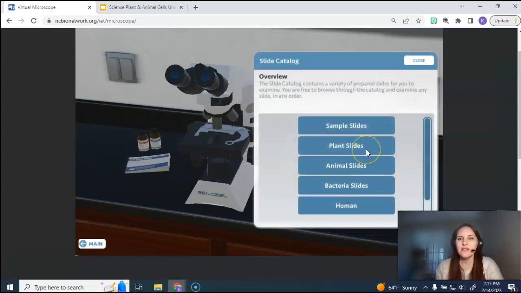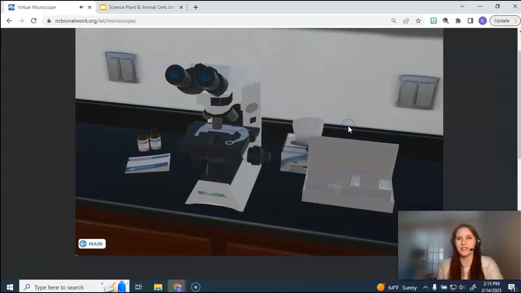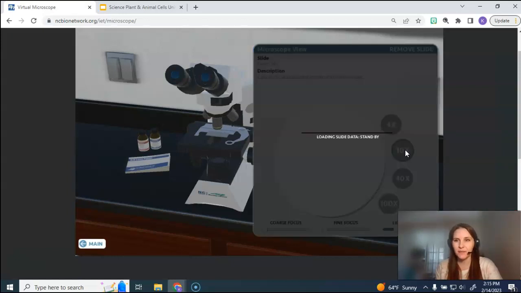All right, so there's lots of different slides you can look at. There's sample slides, plant slides, animal slides, bacteria slides, slides from humans. First, I'm going to look at the plant slide, and I want to look at a plant cell because we learned about those today. So I've got it on there. Okay, so right now, doesn't look like very much, does it? It's only at 4 times the magnification. So I'm going to move it up to 10.